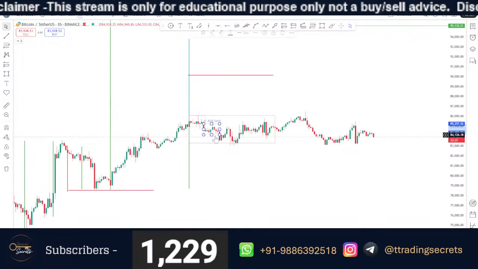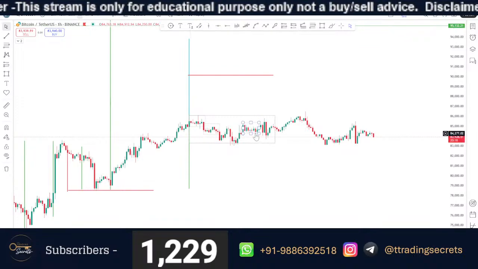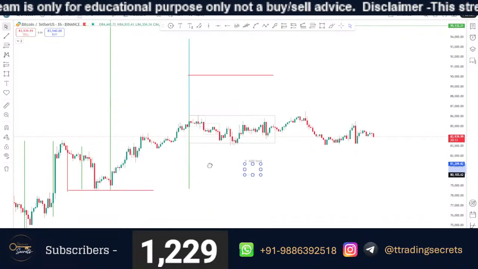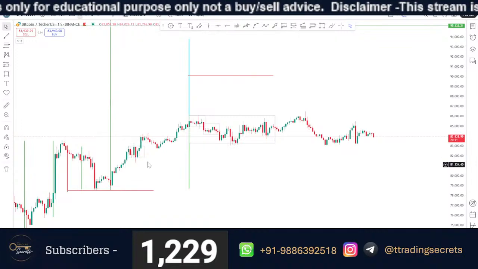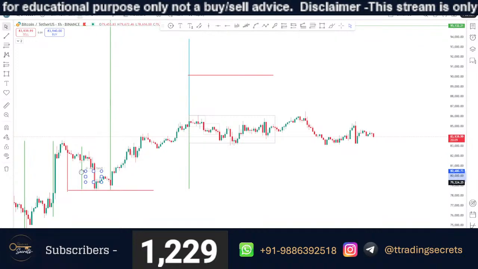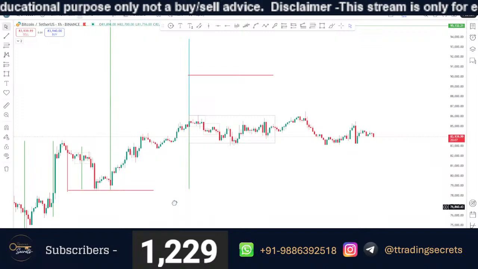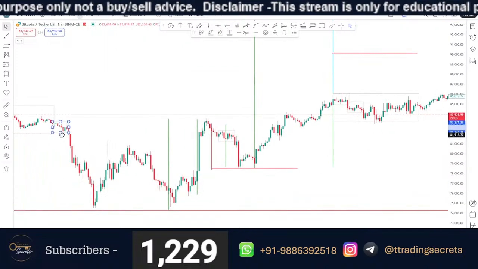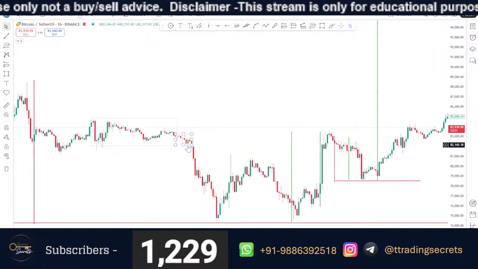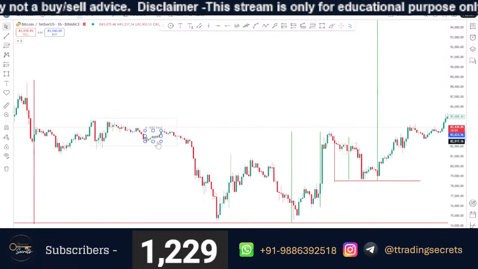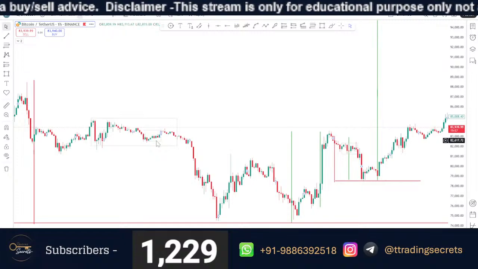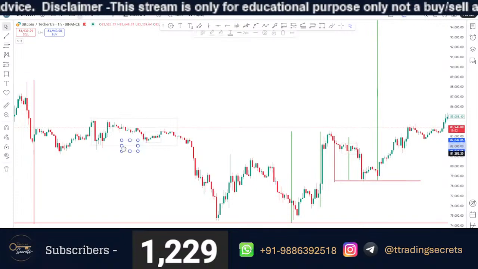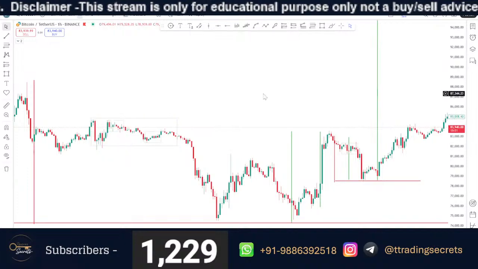The second one is also working. Third one is working. Fourth one is working. With the fourth one, fifth one is working. With the fifth one, where is the next? Sixth one is working. With the sixth one, seventh one is working. With the seventh one, the eighth one is working. With the eighth one, the ninth one is working.